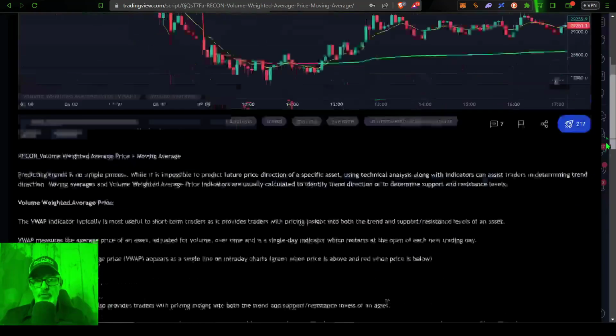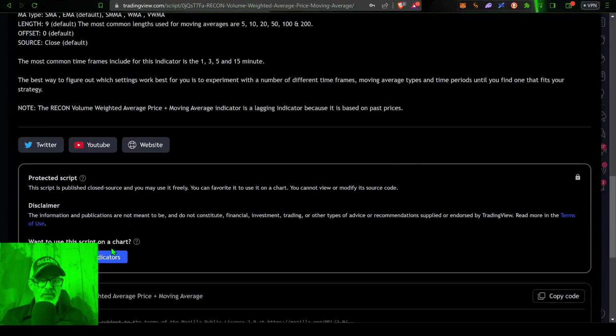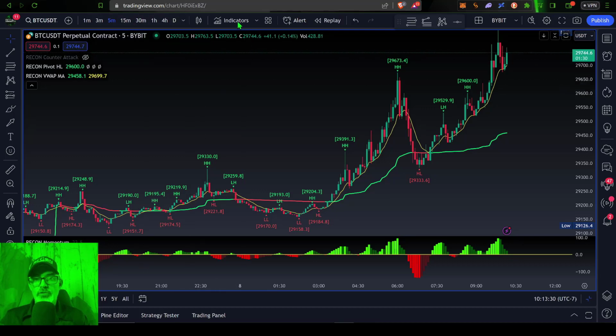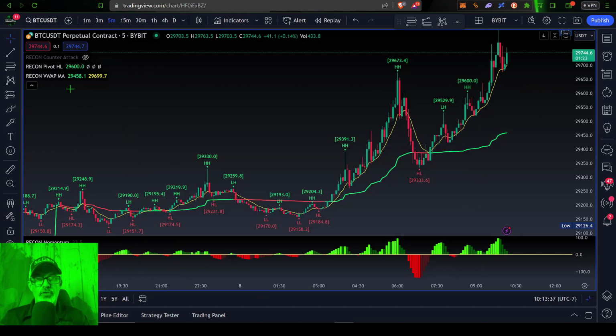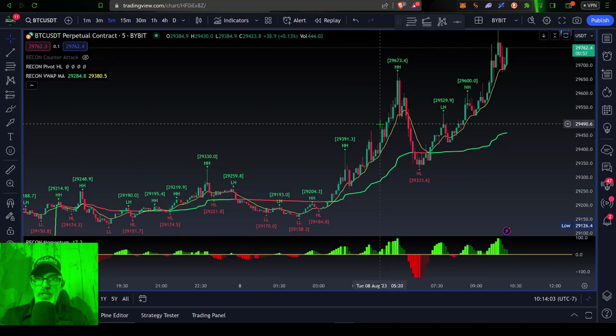From there, you scroll down, click on Add to Favorite Indicators, and then when you jump back over to your chart, you could go to Indicators, and then from your list of favorites, you could add that indicator to your chart. But with that in mind, TradingView does offer their default VWAP indicator.